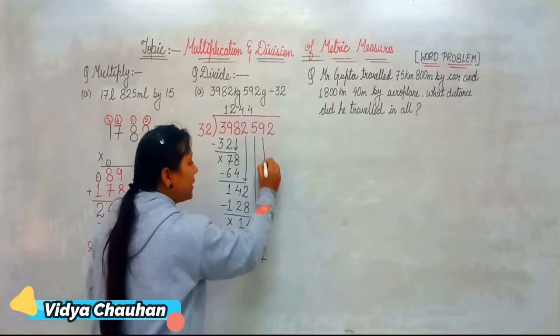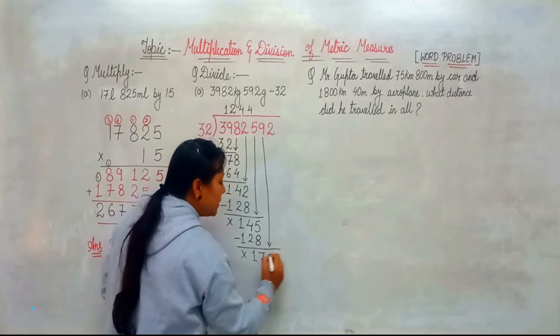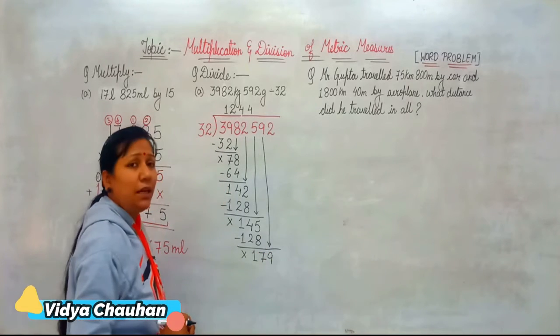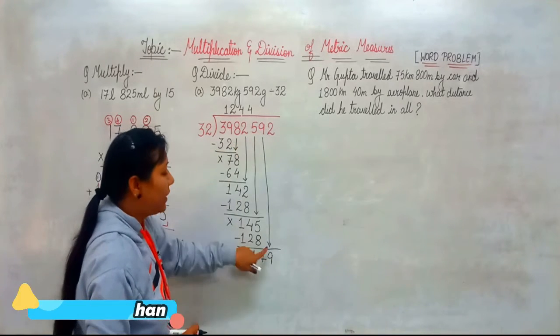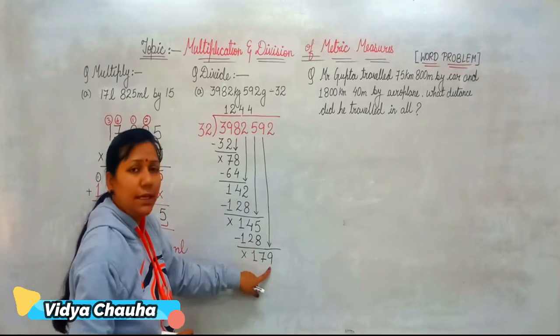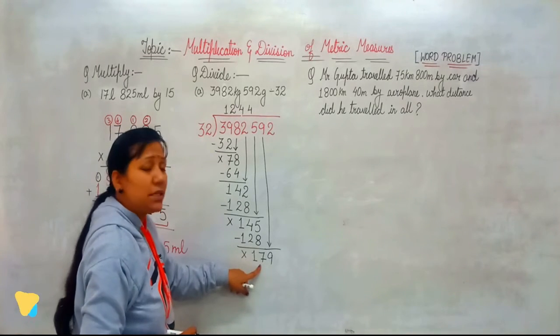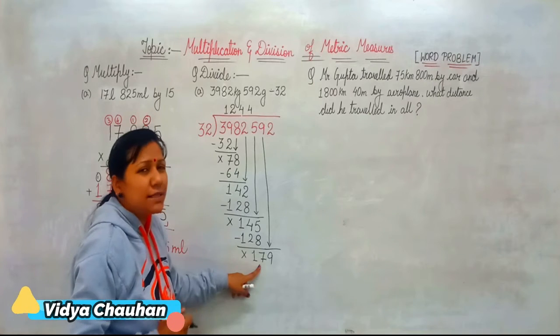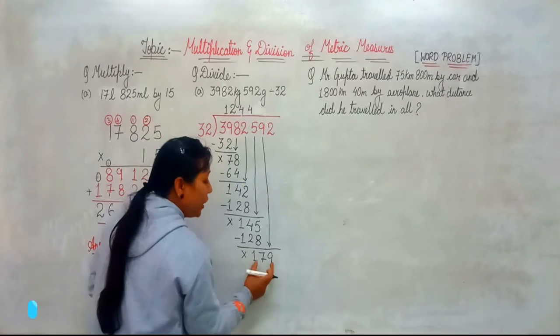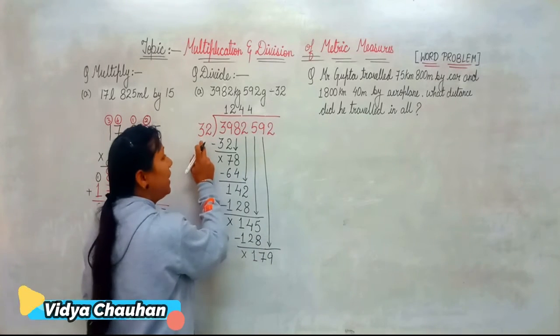What we will do next? We will bring down the next digit. The next digit is 9, so when you bring this 9 down, it will become 179. Now read the table of 32 and we need 179 or less than this value. So now we have to divide 179 by 32.